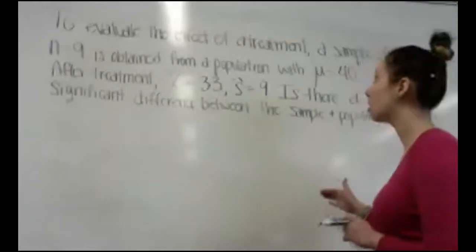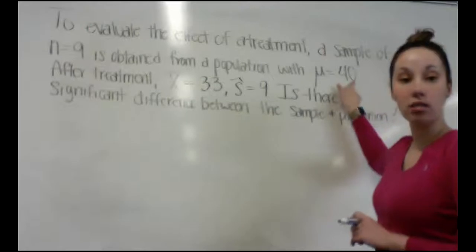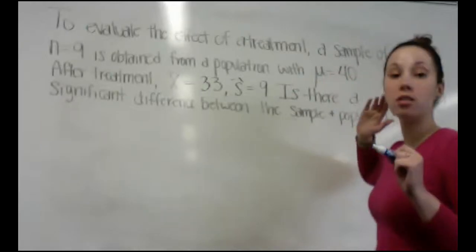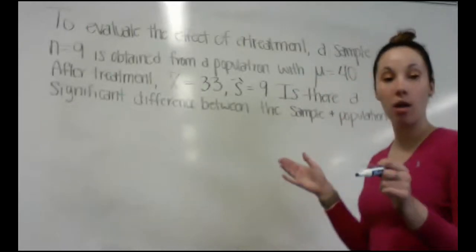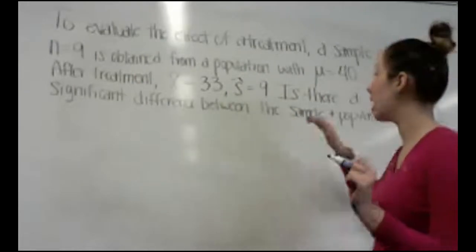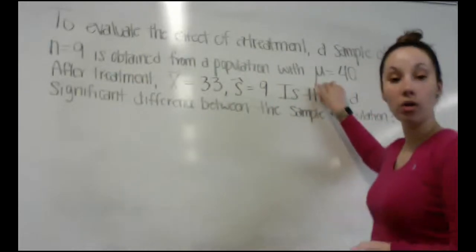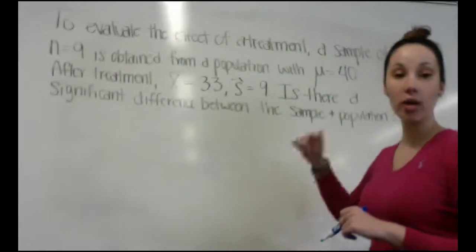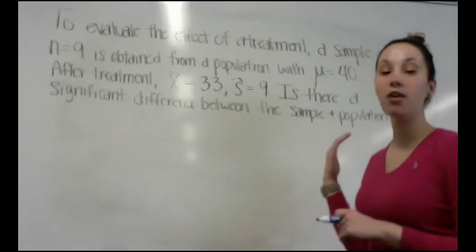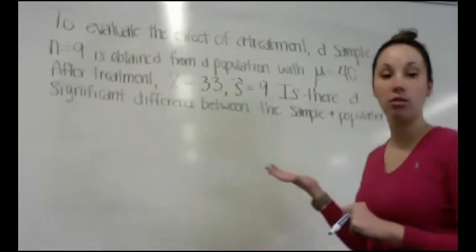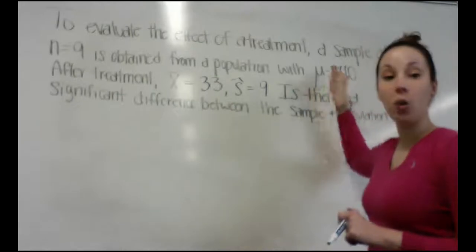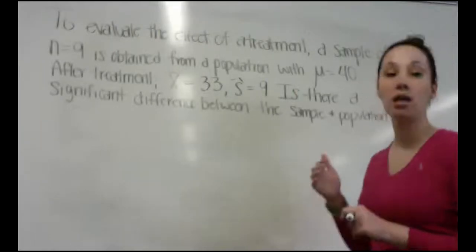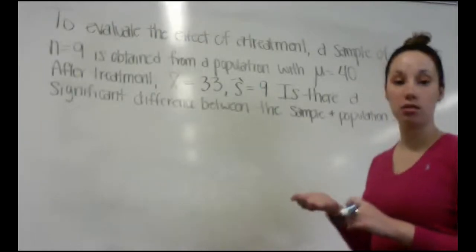A couple things to note here. We don't have a population standard deviation, and the reason is that's the whole point. For a single sample t-test, we don't have population standard deviation data. We only have the population mean. So in order to find out if there's a significant difference between sample and population, we have to do a single sample t-test. If we had our population standard deviation and our population mean, we would run a z-test like we did in Chapter 8. However, that data is not given to us. So we do a single sample t-test.